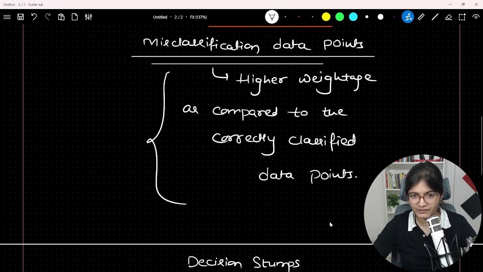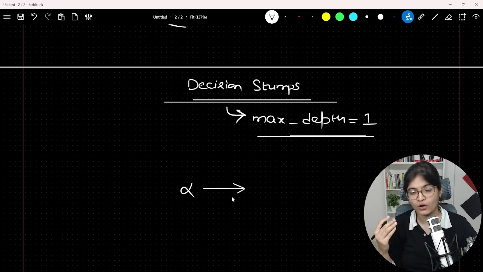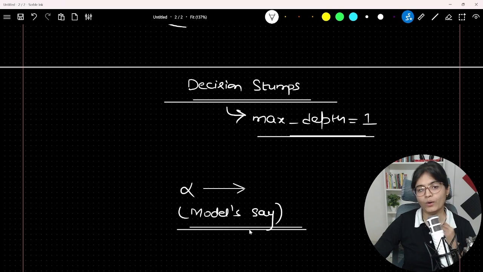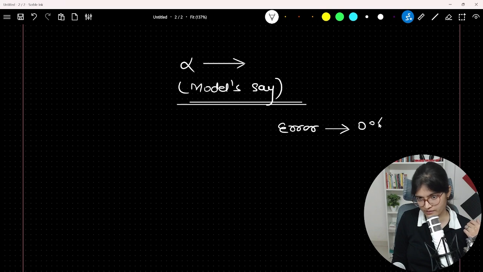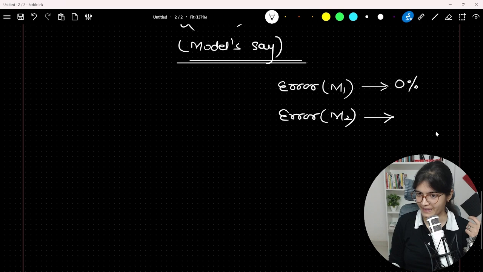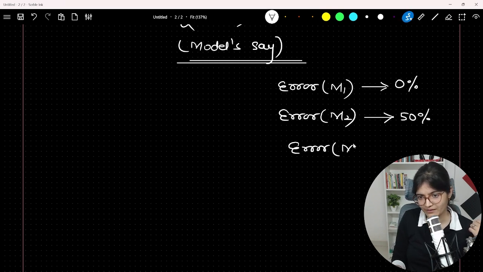There is one parameter which we call alpha, which plays a very important role in weight initialization and in updating the weights. Alpha is something which you can say is the model's say, right? Now, let's say I have a model M1 which has an error of 0%. Then we have a model M2, which has an error of 50%. And then let's say model M3, where the error is 100%. We have 3 models with us.